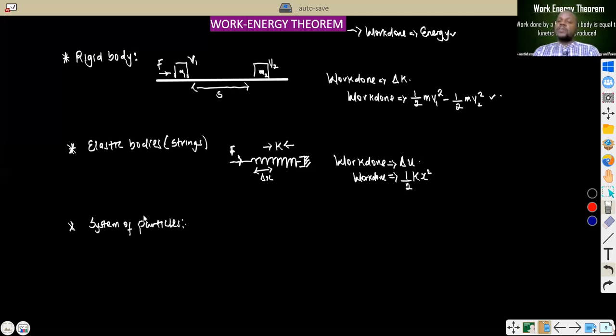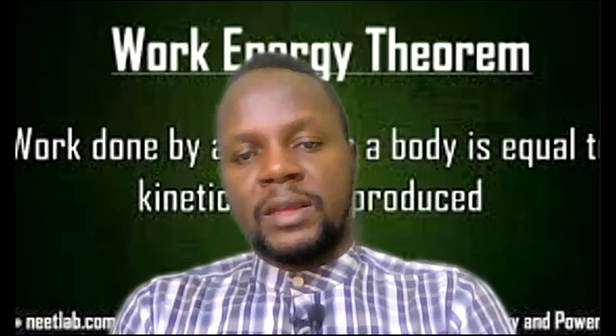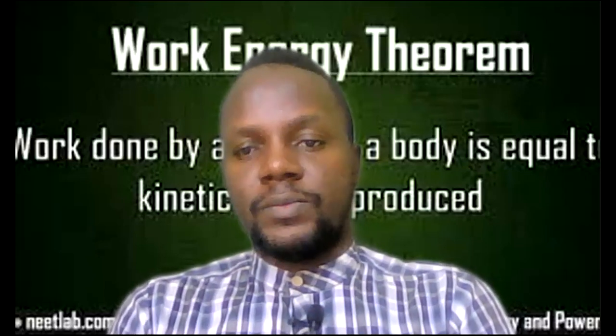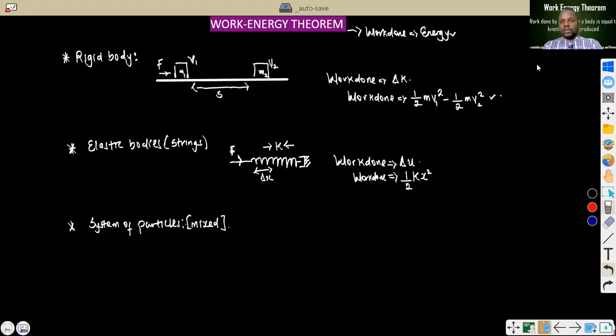In the case of a system of particles, my dear student, we can have different situations. It can be mixed cases. When I say mixed cases, it means a body can actually combine the first situation and the second situation together. How do they do that? Let's say we have a body and a spring. Mixed cases is just a combination of these two.